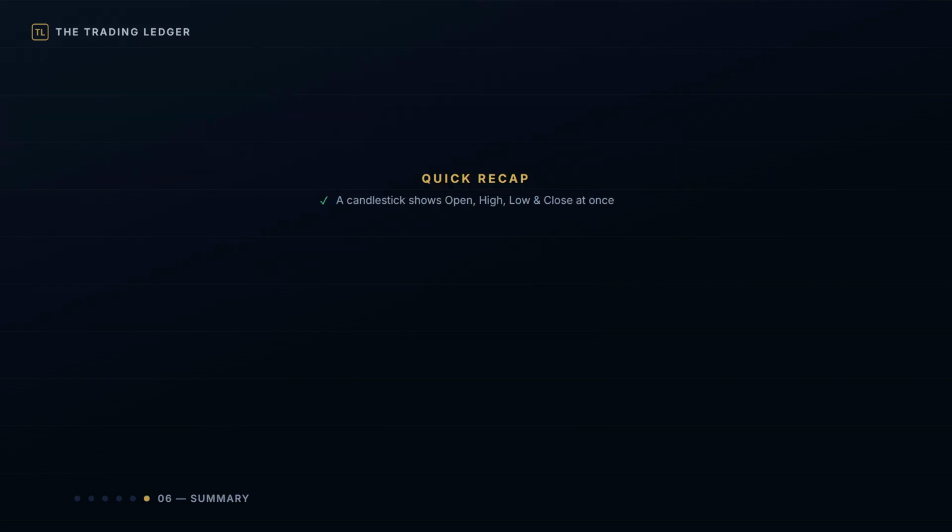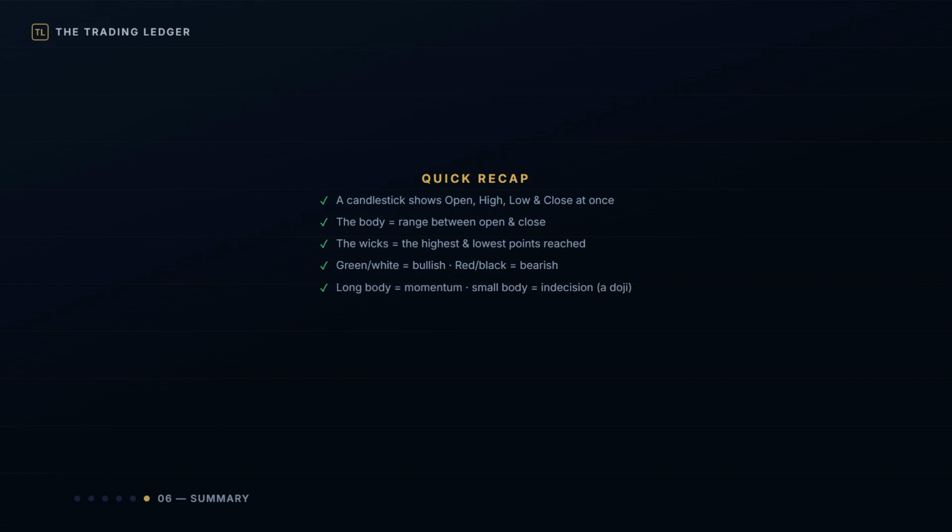Let's lock this in. A candlestick shows four things at once: open, high, low, and close. The body is the range between open and close. The wicks are the highest and lowest points reached. Green or white is bullish, closed higher. Red or black is bearish, closed lower. A long body means strong momentum. A small body means indecision. A doji is the extreme case. Long wicks mean rejection at that price level. Every candle represents a time frame you choose. Higher means big picture, lower means short-term noise. Read candles in sequences, not just one at a time, to see the full story.